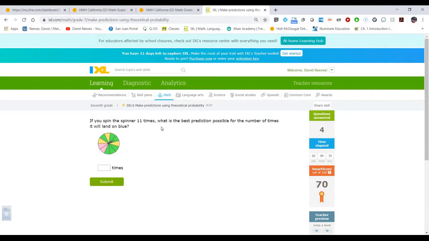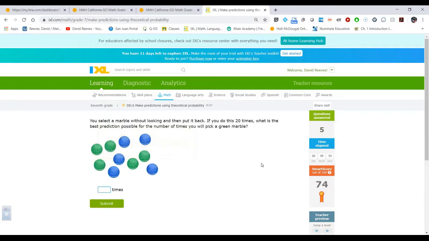All righty. So how about this one? Oh man, what's the number of times it's going to land on blue? How many blues are there? There aren't any blue, are there? You can't get a blue ever. I could spin this spinner infinitely many times and I'll never get a blue. All right, that was way too easy, IXL.